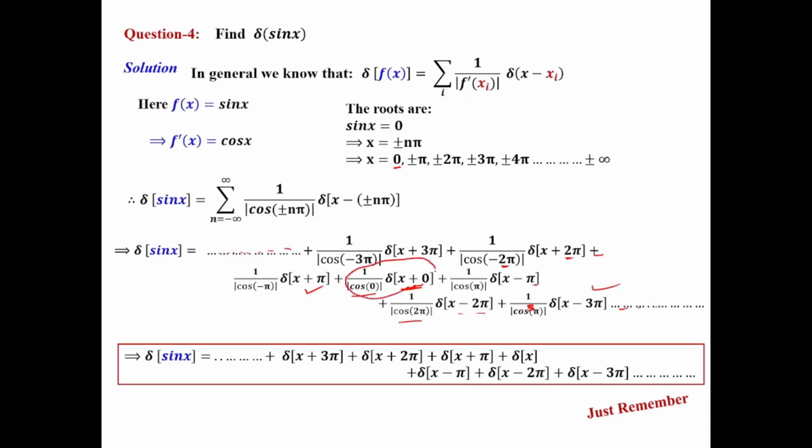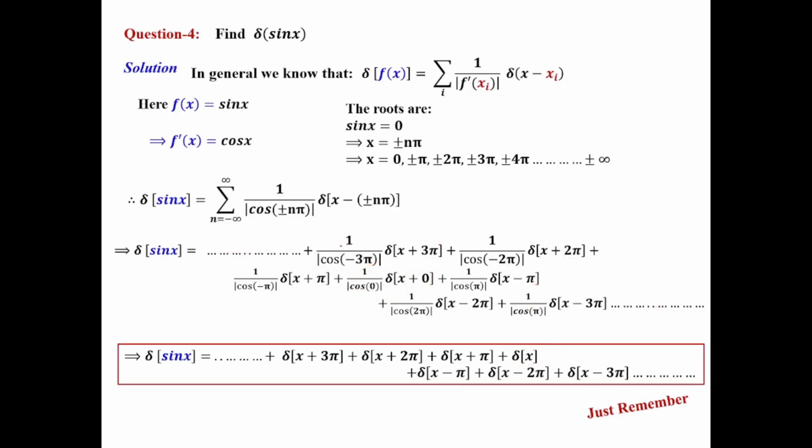Consider this term first. The value of cos 0 is 1, so we only get delta(x), which I have written here. Now consider this one: cos 3π, cos of any multiple of π is either plus 1 or minus 1, and the mod value will be 1.